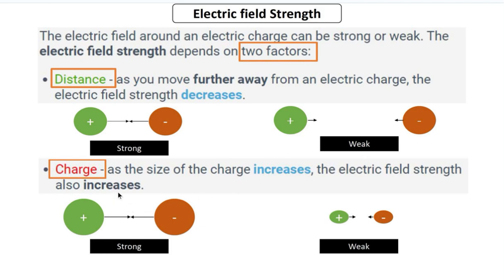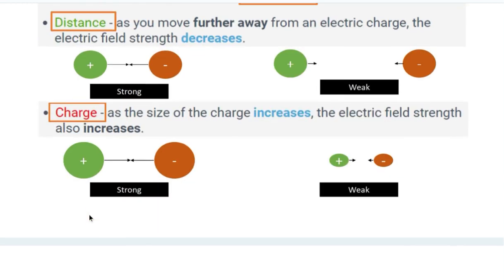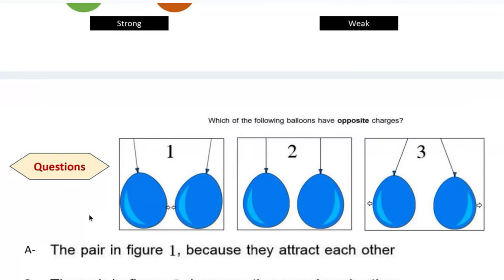Whereas charge has a directly proportional relationship. As the size of the charge increases, the strength of the electric field will also increase. So we can see the charge here is stronger, so the strength of the electric field is also going to be stronger.